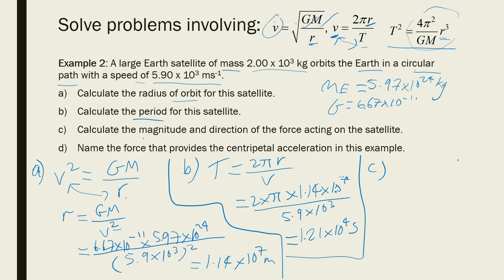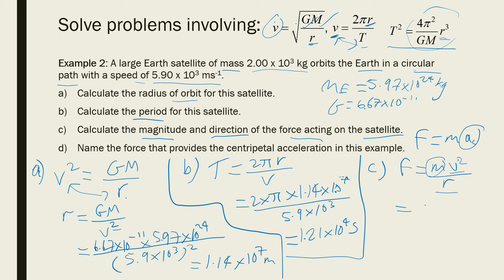Part C. Calculate the magnitude and direction of the force acting on the satellite. Well, in order for the satellite to be orbiting the Earth, it needs to be undergoing uniform circular motion. So we know that force is equal to mass times acceleration. If it's undergoing uniform circular motion, it's undergoing centripetal acceleration, and we know that centripetal acceleration is v squared over r. So the force causing this centripetal acceleration is going to be mv squared over r. We have the mass of the satellite, the speed it's traveling at, and its radius. So we can substitute that in.